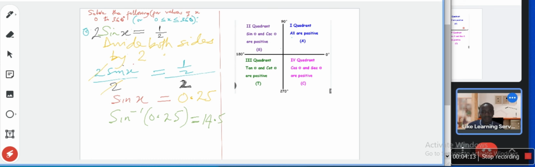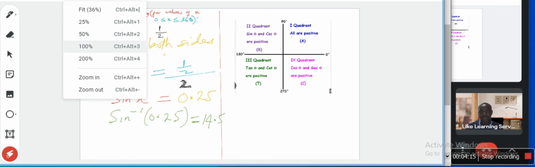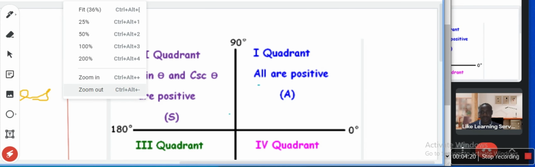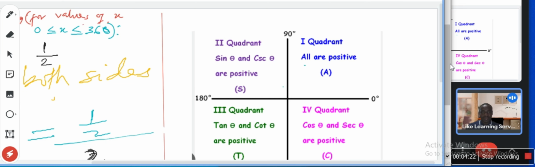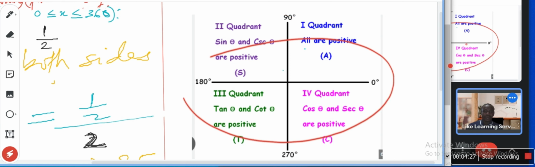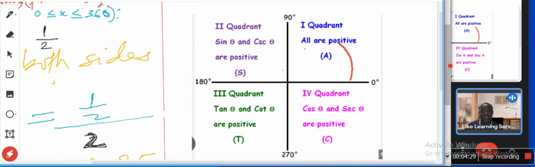Are you ready? Let me zoom in so that we can see this better. You need to consider this diagram. In the first quadrant, all are positive. In the first quadrant, meaning between 0 and 90, any angle between 0 and 90, all are positive. I will explain what that means.